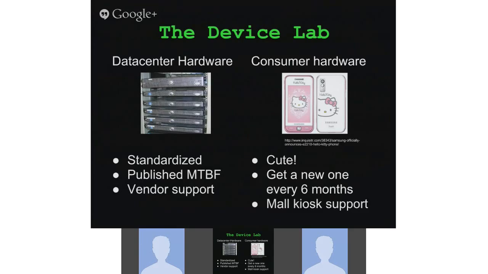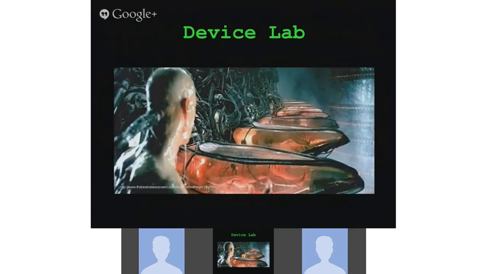On the other hand, you have consumer hardware. You have this Hello Kitty phone, which is very cute, very desirable, but that's not really reliable, especially when you run continuously 24/7. You bombard it with lots of tests, nonstop, and it's just going to give up at some point. It's meant to be used for about 6 months and then replaced with a newer model. And the support for it is just in your local mall where you actually bought the phone, on a little kiosk. So it's not very good support. So you would think that Google has amazing device labs, something that looks like this, maybe.